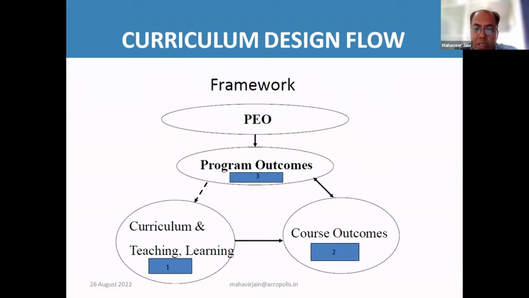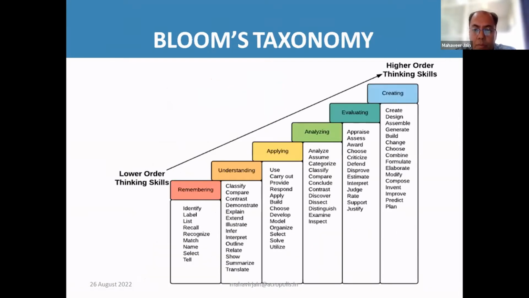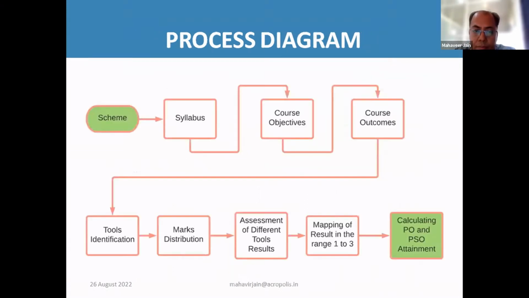Certainly, this analogy we have already discussed: the framework, the core program framework, then the PO program outcome, then the curriculum and teaching learning, then the course outcome. So this is the diagram that we have already discussed before. Bloom's taxonomy, that we all know, I need to discuss. We all know what Bloom's taxonomy is, and how we can include this taxonomy in our day-to-day teaching. Certainly, this is the diagram for how we can go about that.